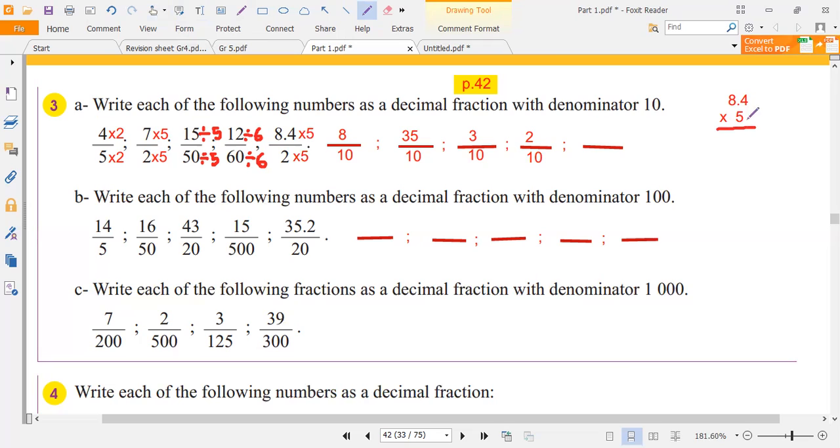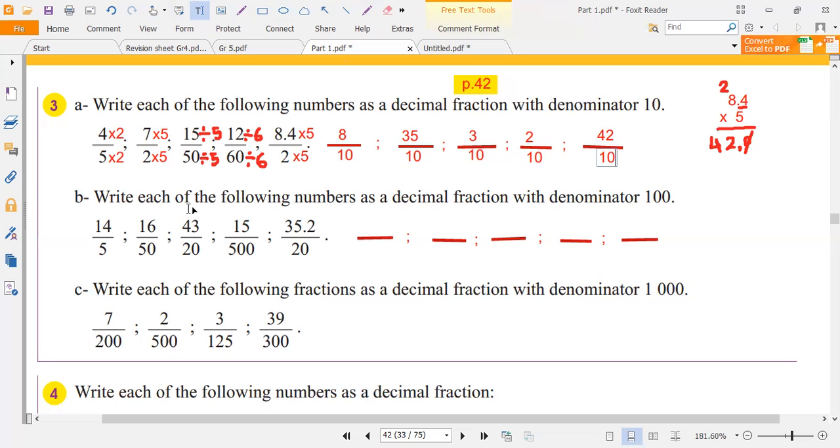5 times 4, 20. So we write 0 and we carry 2. 5 times 8, 40 plus 2, 42. Now we see how many digits after the point? 1 digit. So we put the point here and we can cross this 0 because we have point 0. So the answer is 42 over 10.